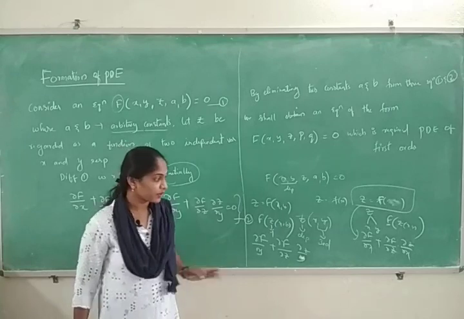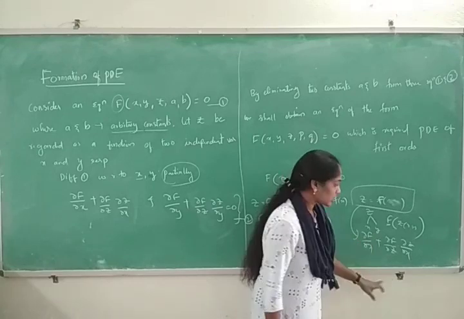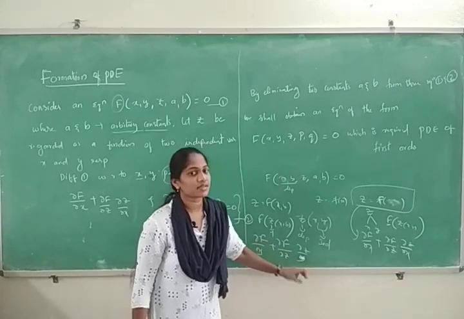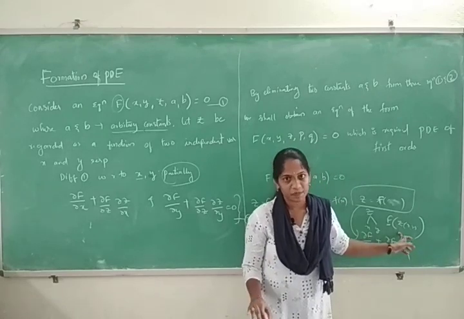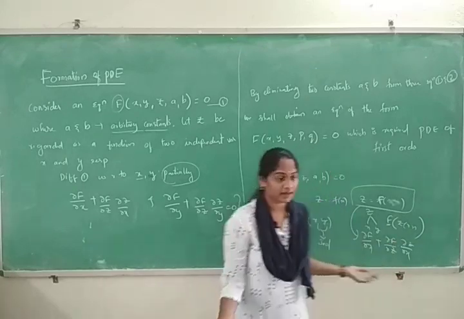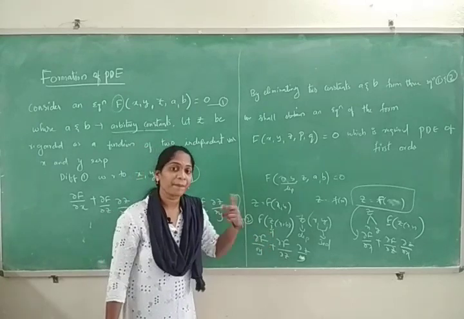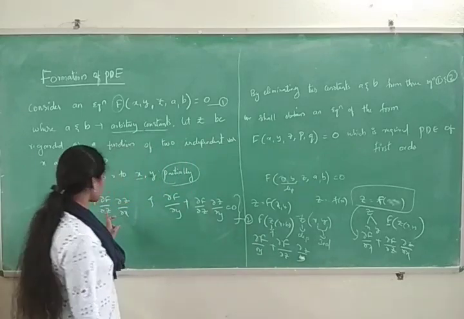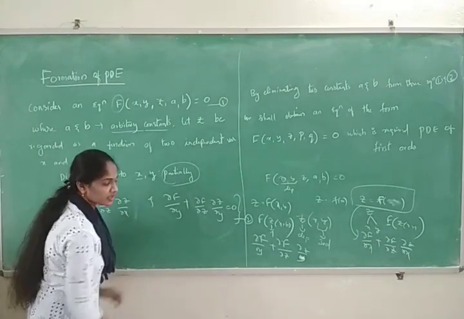I think you may have a doubt here: madam, x and y both are there, so when differentiating with respect to x, can't we also write dou z by dou y? But when you are differentiating the function of two variables partially with respect to x, y is treated as constant. If you are differentiating partially with respect to y, x is treated as constant. In this way you are differentiating with x and with y. These are the two equations.